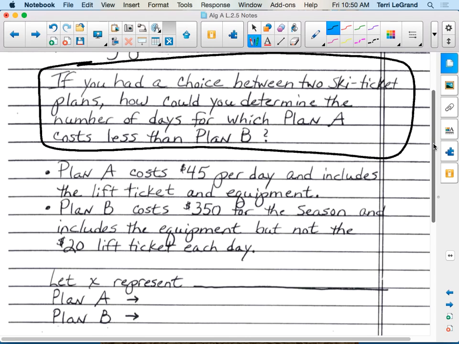Yeah. When we're trying to decide what the variable should represent, look at the question that was asking, or what they're asking you to do. It says determine the number of days. Right there, it says determine the number of days. So that's your hint right there that that's what we need X to represent.